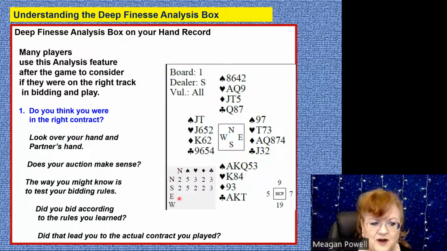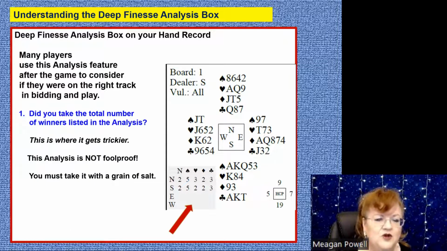Yes, this deep finesse box might confirm, if you look at the different contracts that might be made, your assessment might be confirmed by the fact that it says, oh, I can take 11 tricks in spades. So that's part of your confirmation. But again, this box is not telling you what you should have attempted. But you can look at that box and say to yourself, did I take the total number of winners that the box thinks I should make?